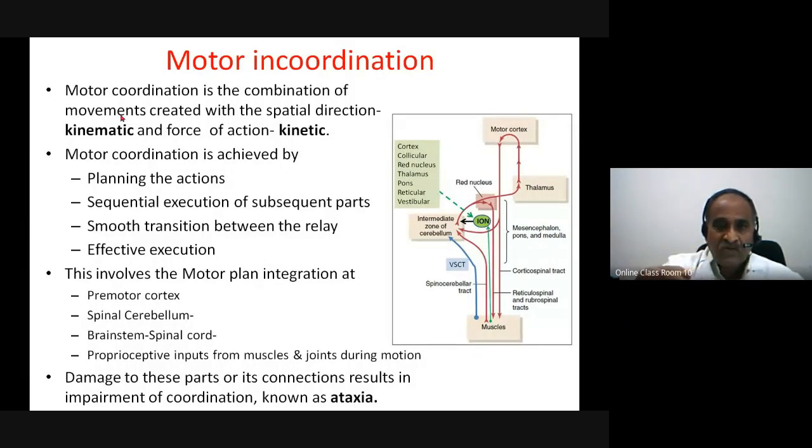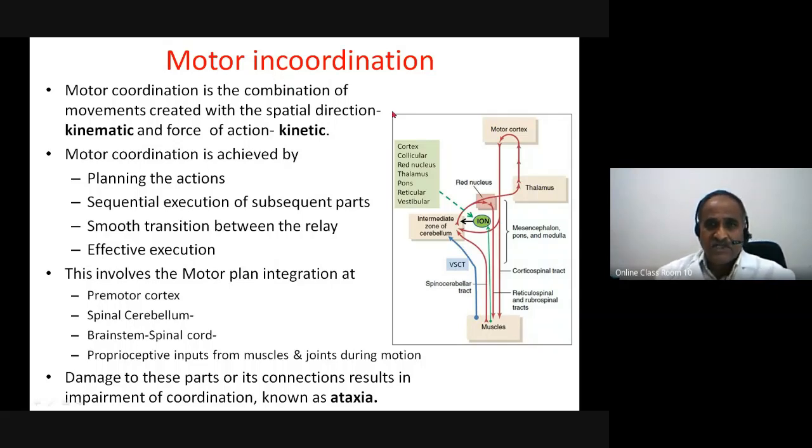Now I have to move it, and you have asked me to do it quick. So then I will do it fast. That is the force of action. So that means it has kinematic and kinetic components. One, it has a direction, and a force. So in simple words, they are the spatial direction and the force of action. These are the two components, and they are called the kinematic and kinetic components. That is what motor coordination is.